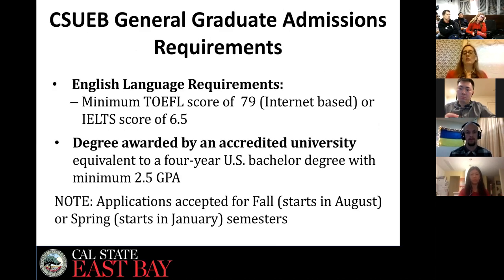So our general admission requirements to Cal State East Bay for all graduate programs are a minimum TOEFL score of 79 or an IELTS of 6.5, and a degree awarded by an accredited university with at least a 2.5 GPA. And we do accept applications for this program both for fall and for spring semesters.